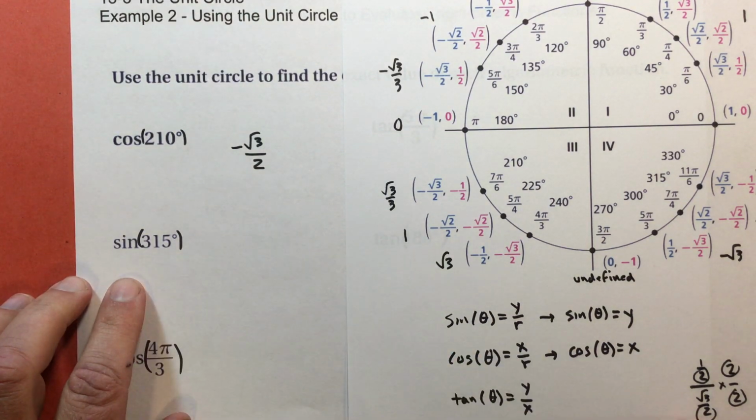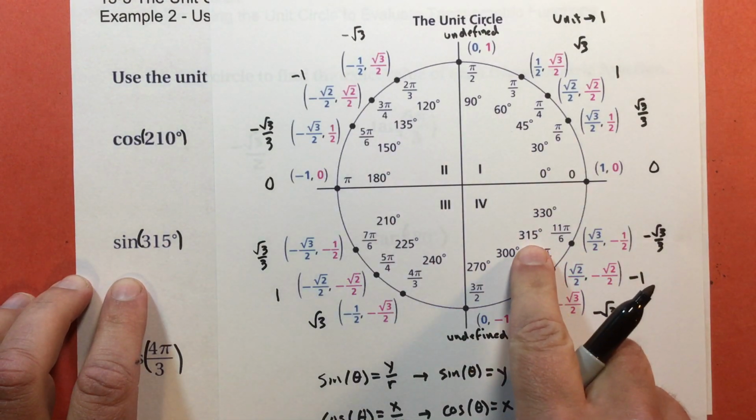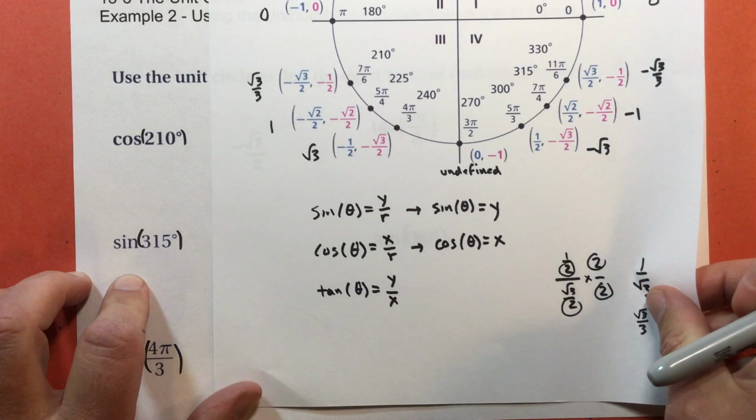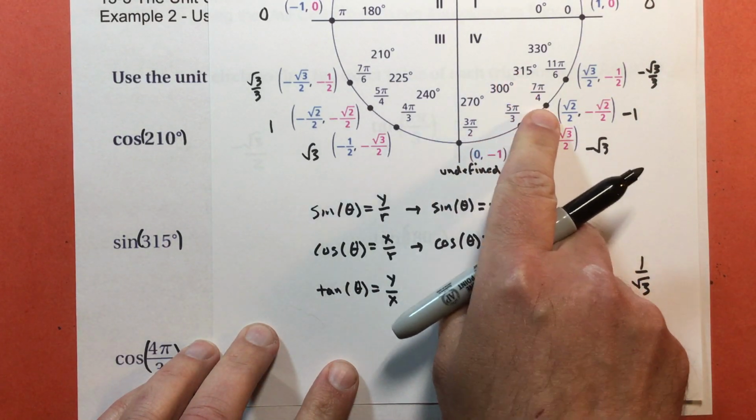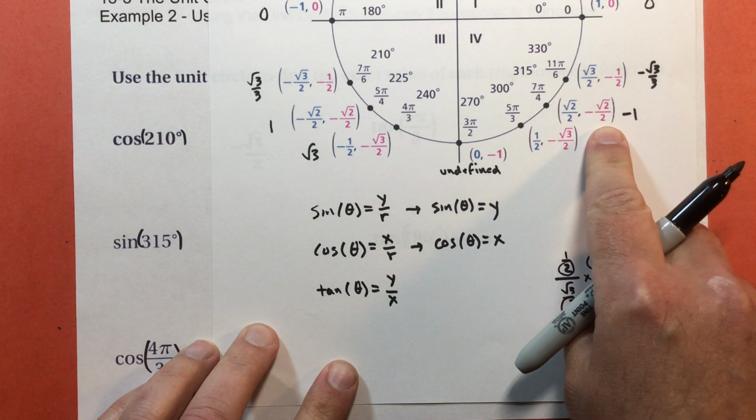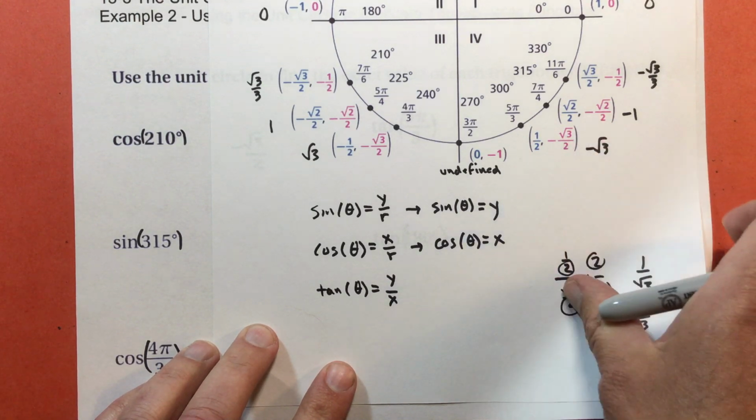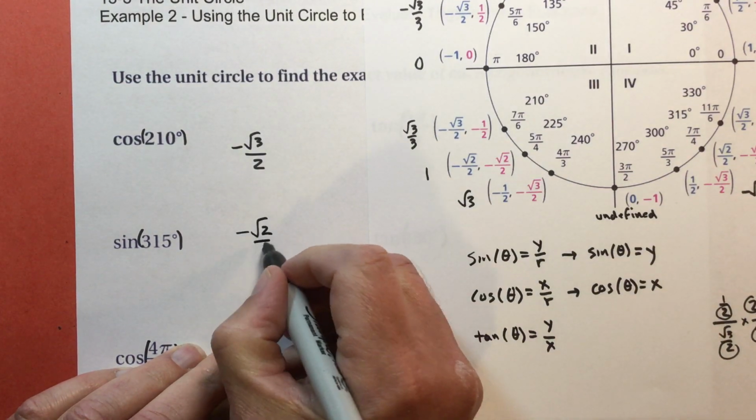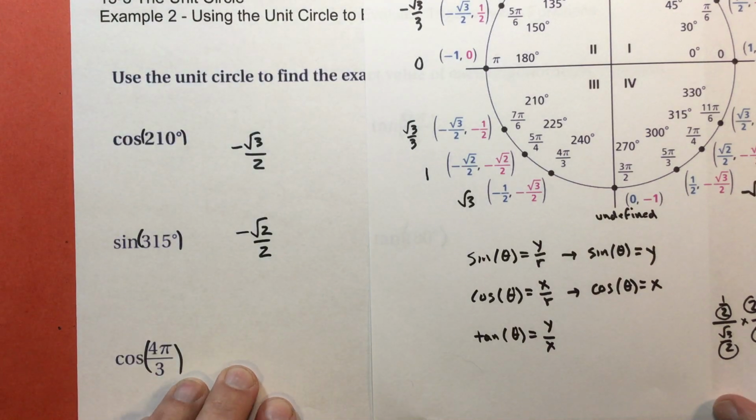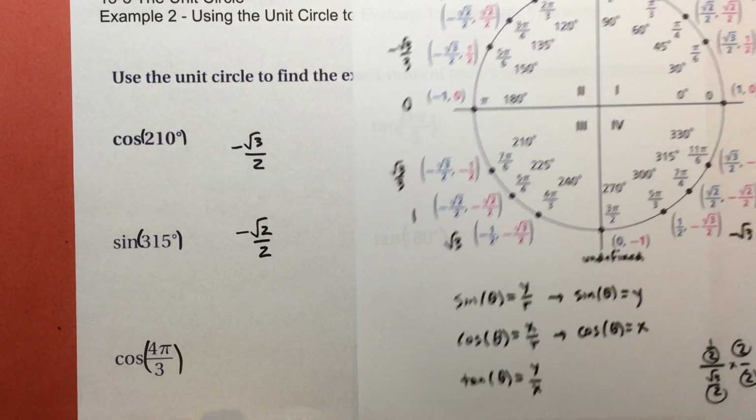Sine of 315 degrees. Let's try to get this in screen. So I go around and here's my 315 degrees. Sine is the y value. So 315 degrees is right here. The y value is this in red or pink, whatever you want to call it. Negative square root of 2 divided by 2. You're just reading the unit circle. That's all you got. You've already done the work.